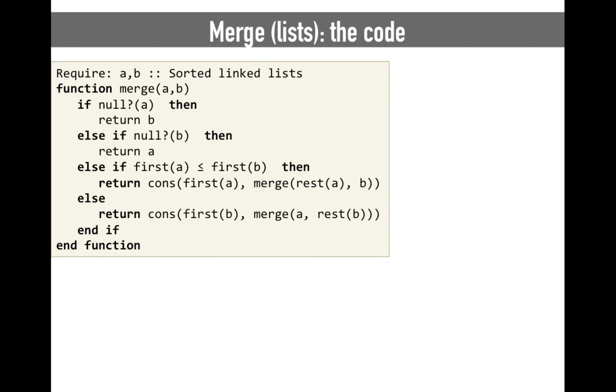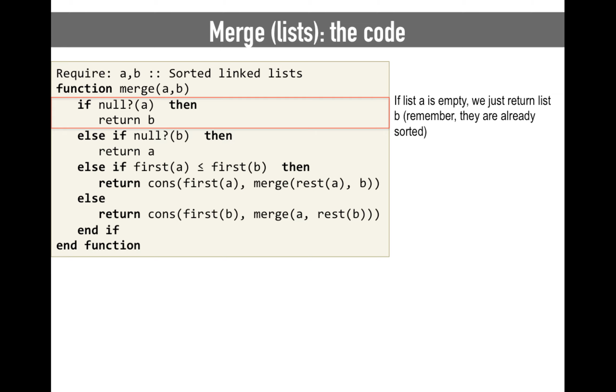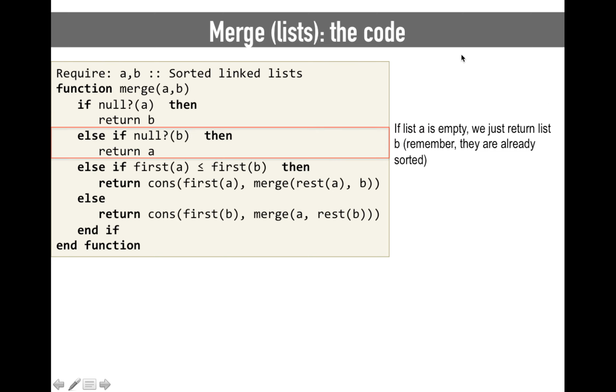So let's go for the code. We need two sorted linked lists as an input, and this is the merge of two lists. Let's see the parts of this code, because it's important that you understand the parts before we execute the code. If one of the lists is null, in this case if A is null, we just return B, because there's nothing in A to compare to. And analogously, we do the same here. If list B is empty, then we just return list A. (This is a copy and paste error here.)